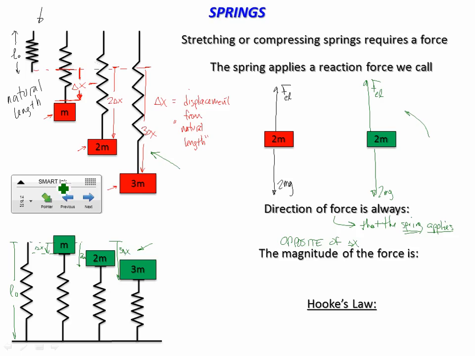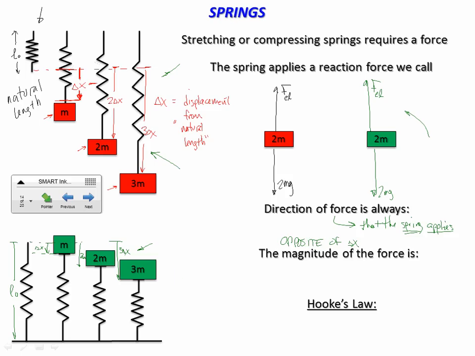So notice up here, the spring is stretched downward. The spring pulls upward. Down here, the spring is pushed downward by gravity. What I mean is the spring is compressed this way, and the spring pushes back this way. So that's one big deal.